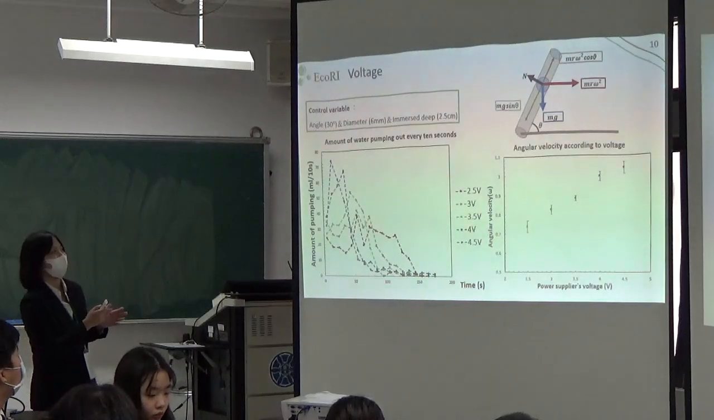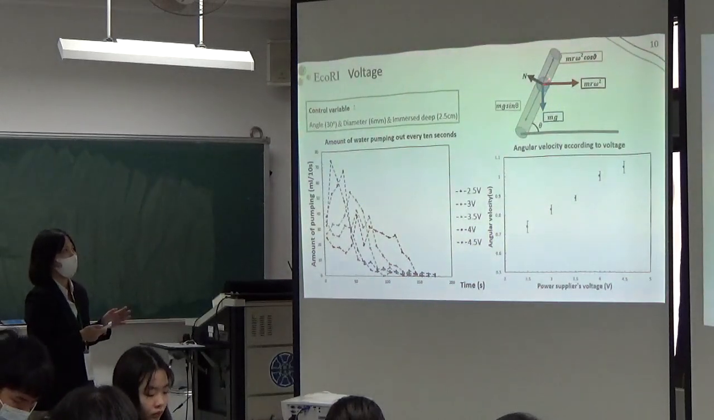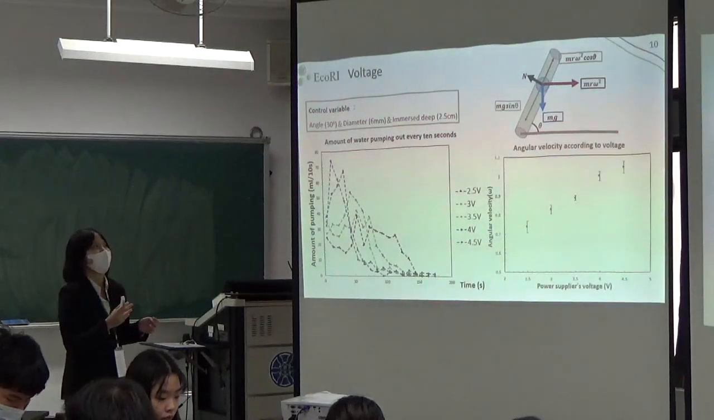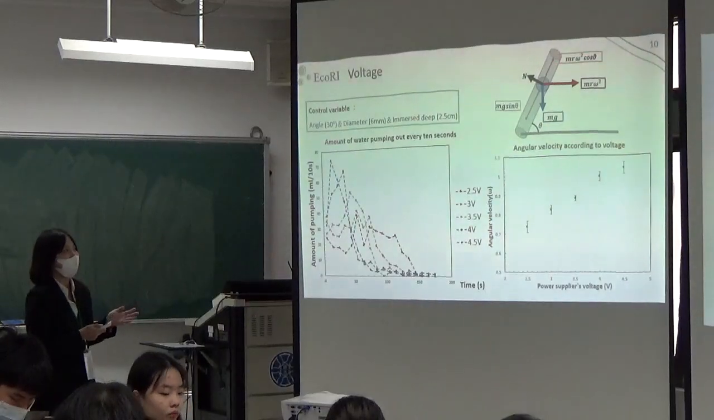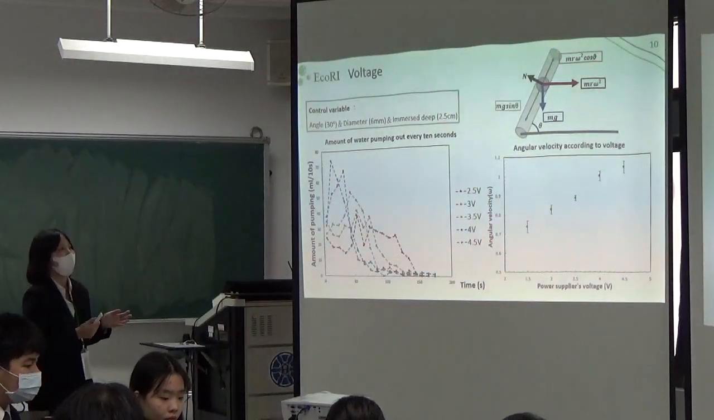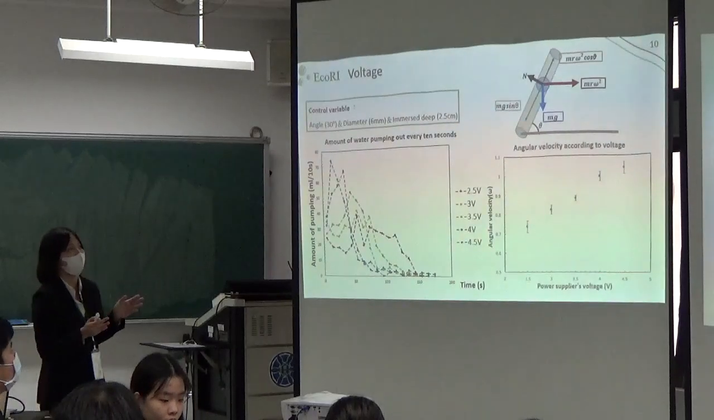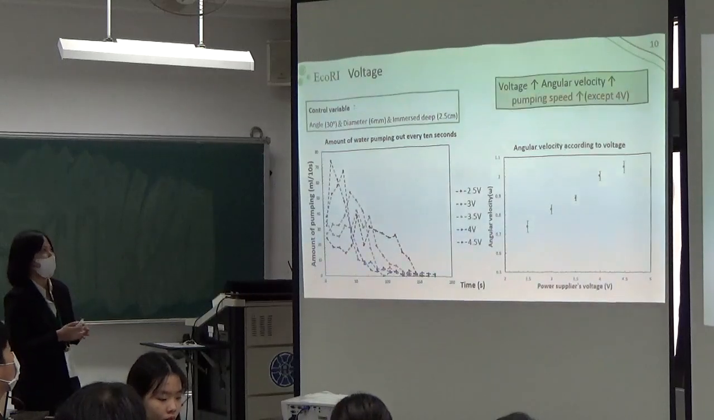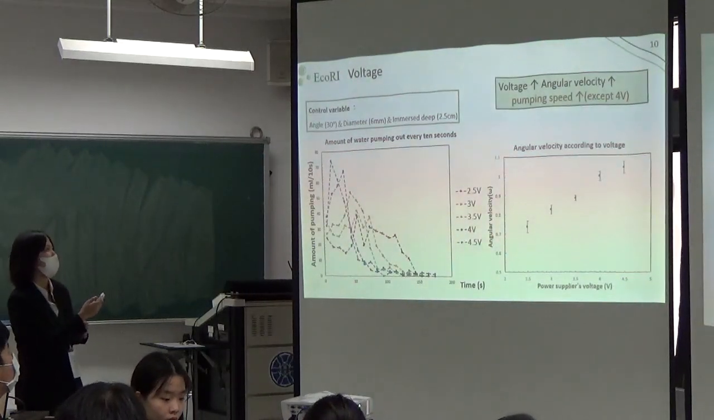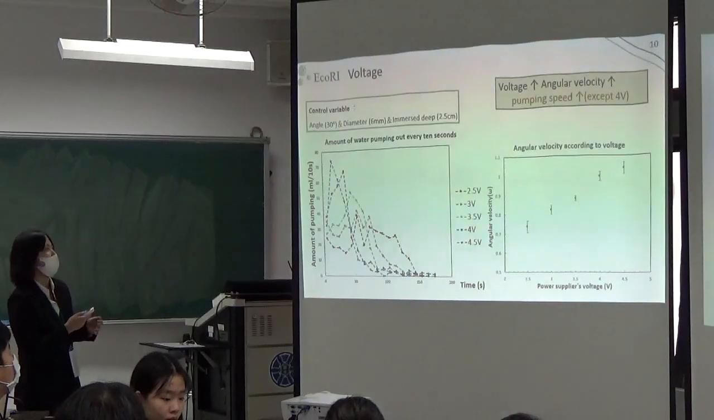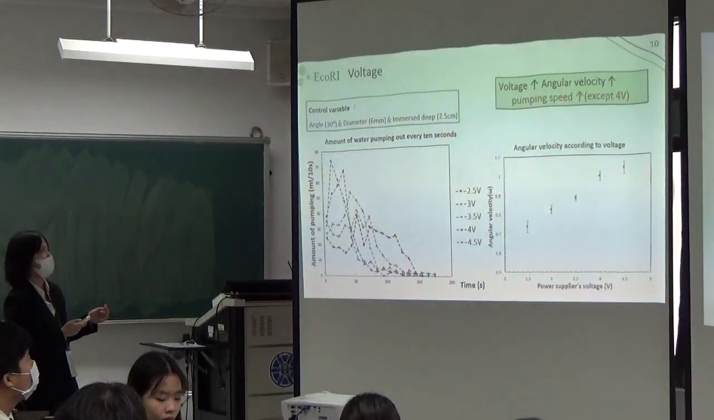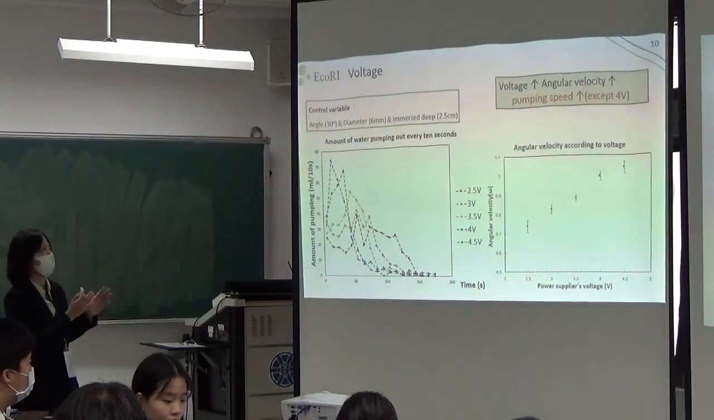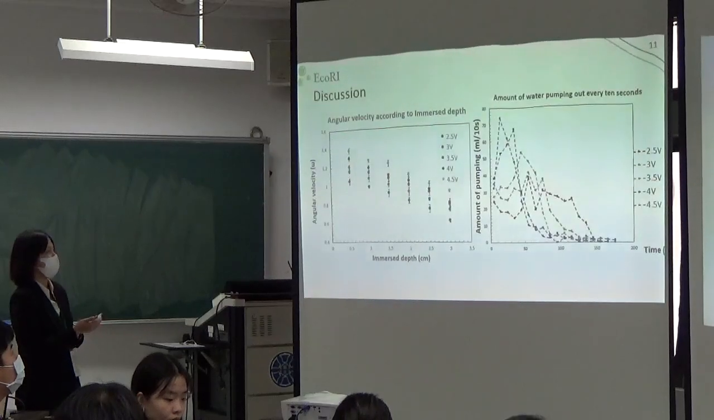also increase. And because the force direction is equal to m r omega squared cosine theta, if omega becomes bigger, the force will also become bigger. And we think that the pumping speed will also become bigger. But in our experimental data, we can see that when the voltage increases, angular velocity increases, and the pumping speed will increase. But at 4 volts, that is not the biggest pumping speed. And we will discuss this phenomenon later.